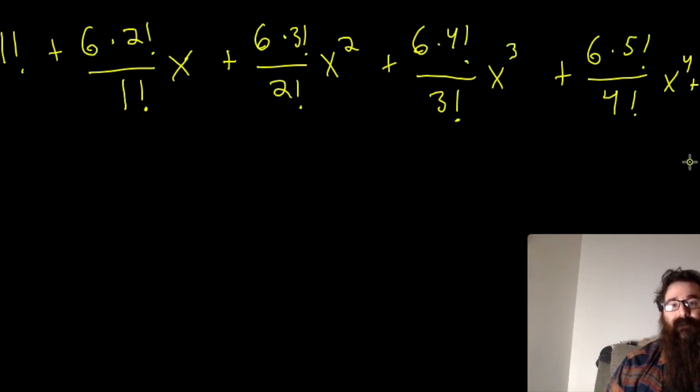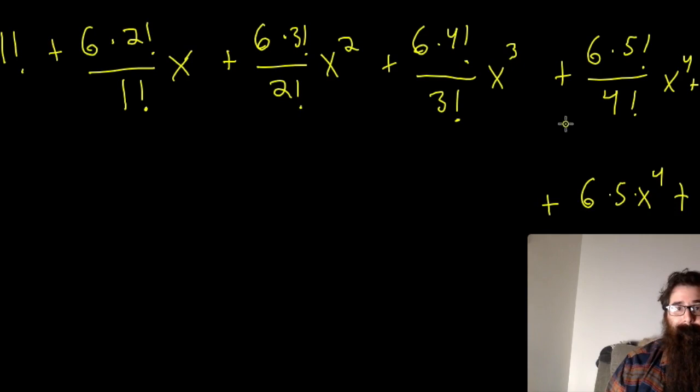So notice here, if I start at the end, so I'll do plus dot dot dot, but then I'll move back from there. 5 factorial divided by 4 factorial is just going to give me 5. So I have 6 times 5 times x to the fourth. And let's move backwards. So here's my x cubed term, but I have a 4 factorial divided by 3 factorial, which is going to leave me with 4. So I have 6 times 4.